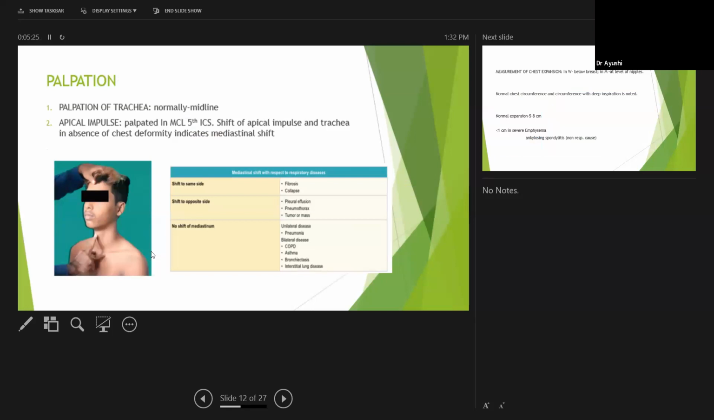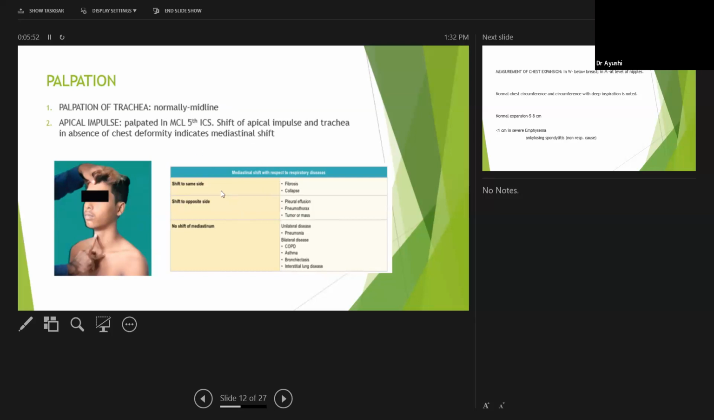The second is palpation, the palpation of the trachea. The trachea is normally situated in the midline. We place the index finger and the ring finger on the medial head of the clavicle and trace the trachea from above downward with our middle finger. It is normally situated in the midline, and the apical impulse is palpated in the mid-clavicular line, fifth intercostal space. So a shift of the apical impulse and trachea in the absence of chest deformity indicates a mediastinal shift.